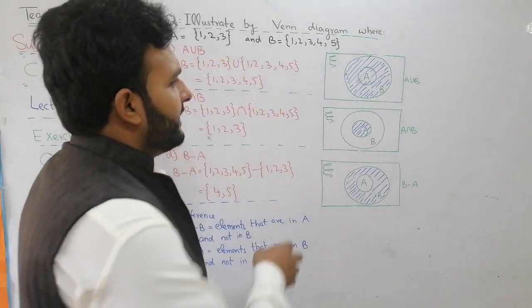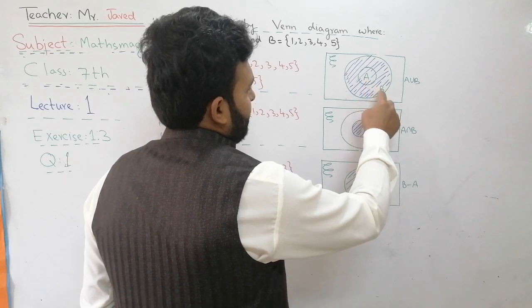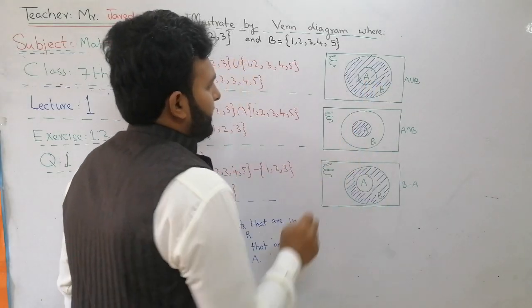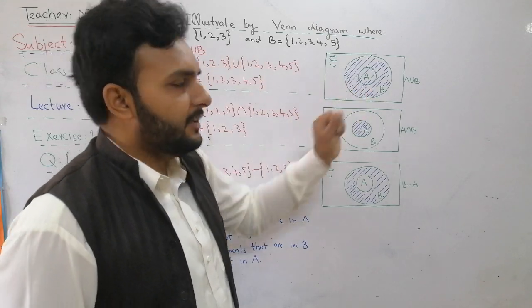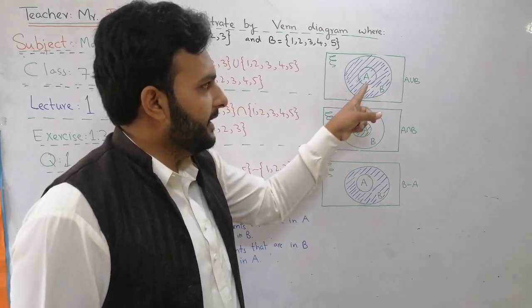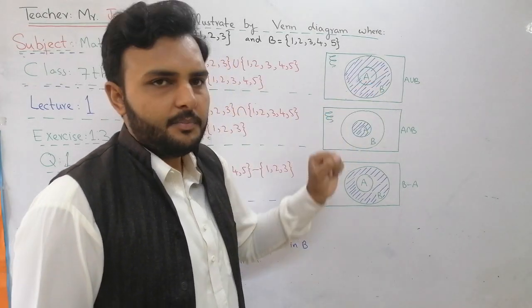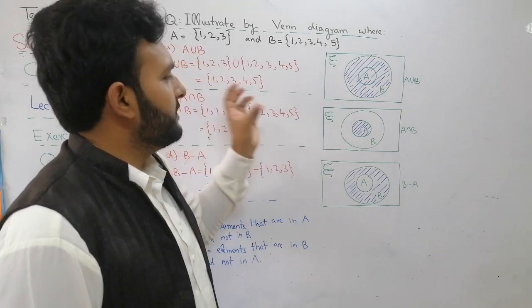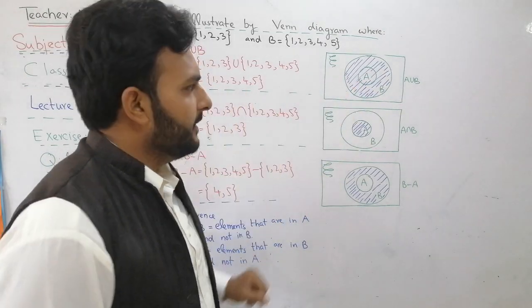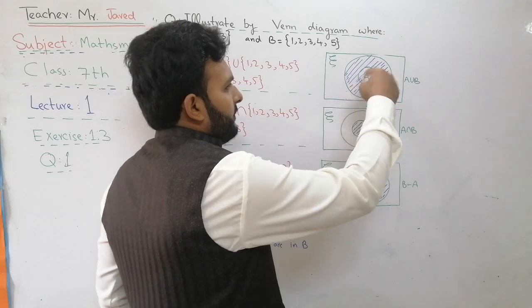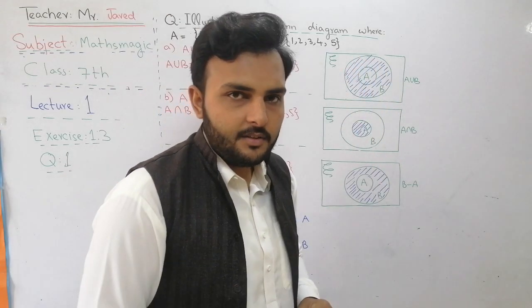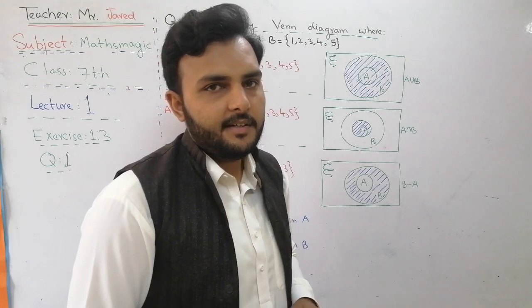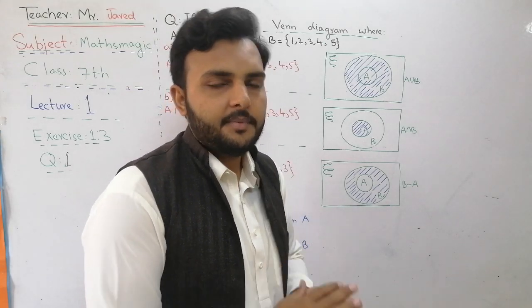So in Venn diagram, set A and set B will be represented, because A is the subset of B. So A will be inside of set B. When we take union, both the sets will be the answer. Both the sets will combine, so we will shade both the sets like this. Clear, all the students? This is the Venn diagram of union of two subsets.